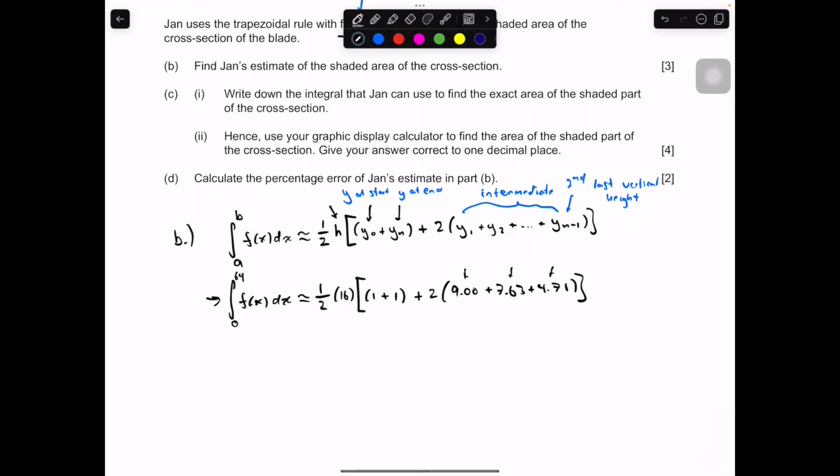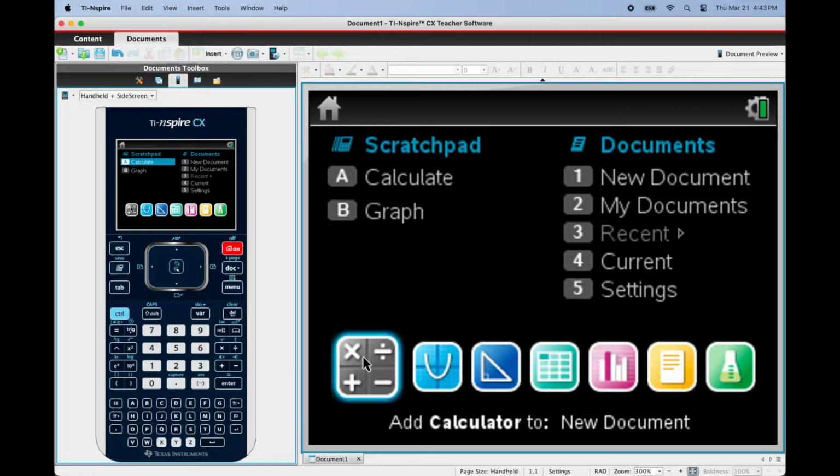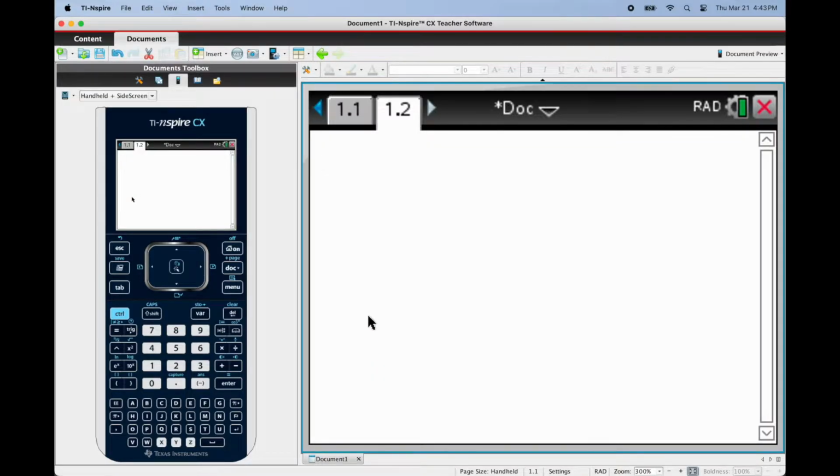And just be mindful when you do plug this into the calculator, we have 1/2 times 16, so there's 8, I suppose, times all of this business. So make sure that you have brackets enclosing all of this, because we want to multiply this by 8 in this case. All right, so let's go to the calculator and work this out. All right, going to get a new screen, and let's plug this in. So I'm going to write it exactly as it is.